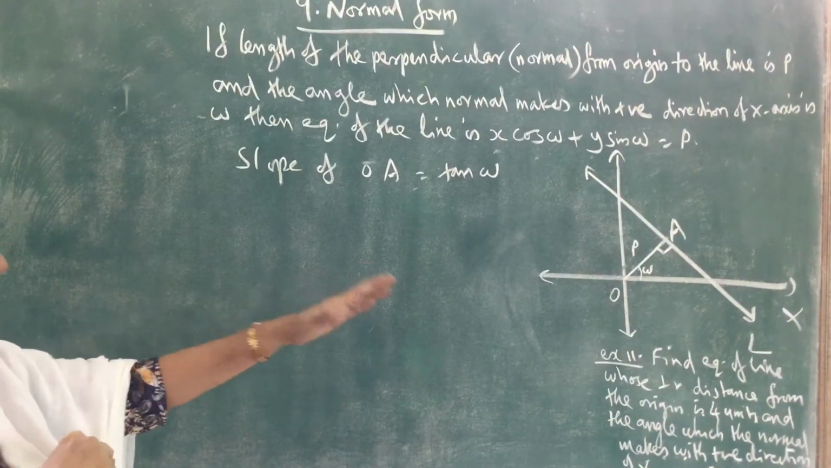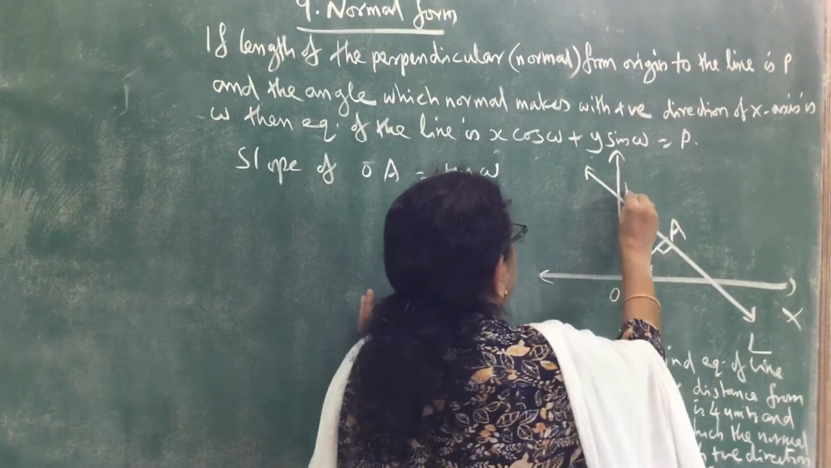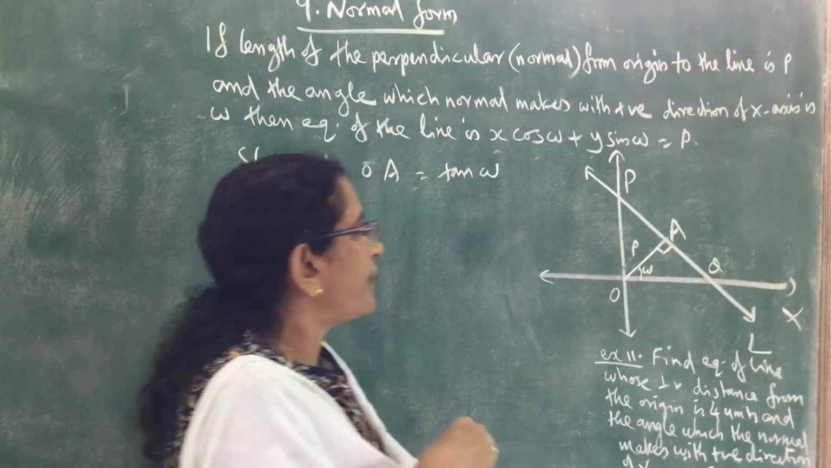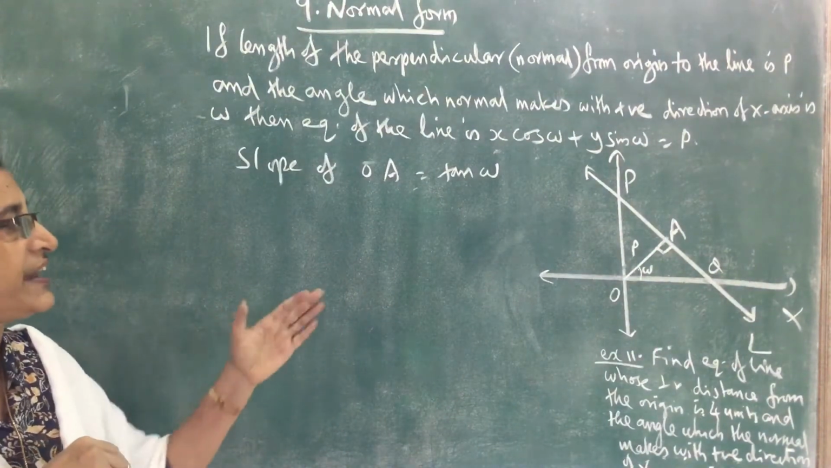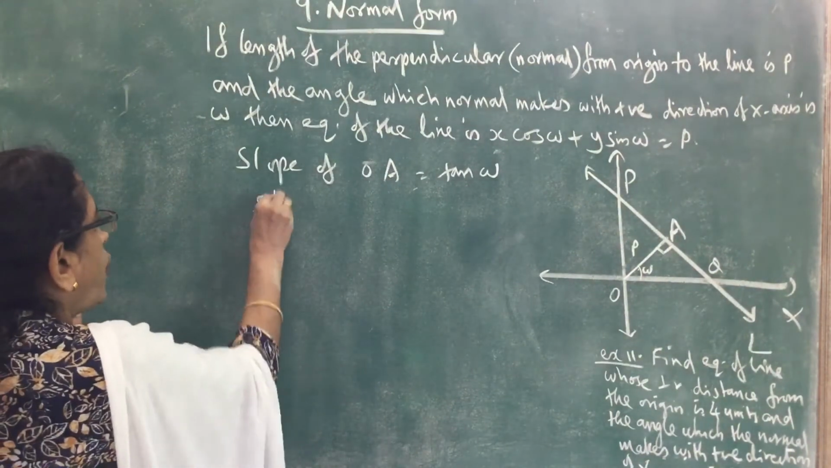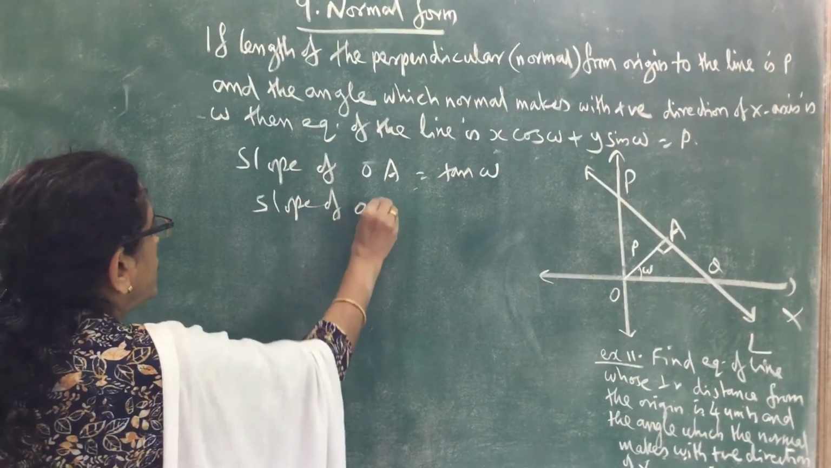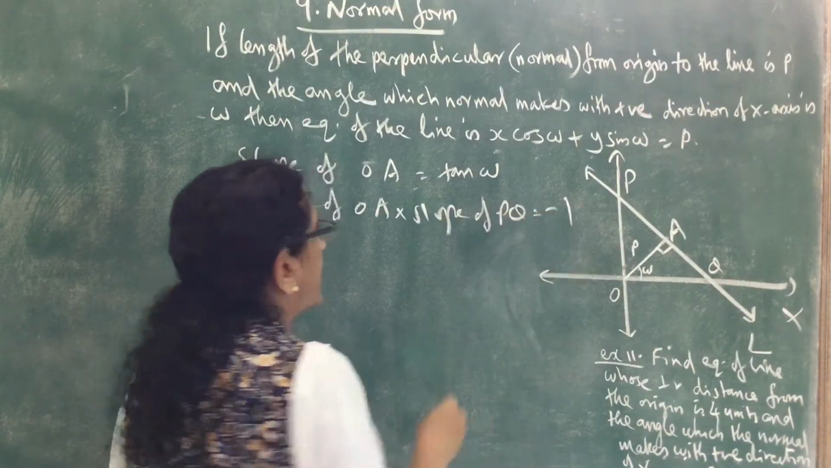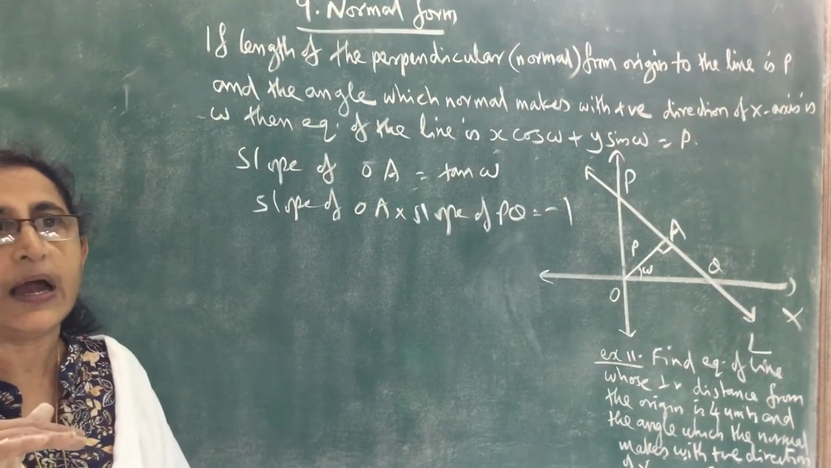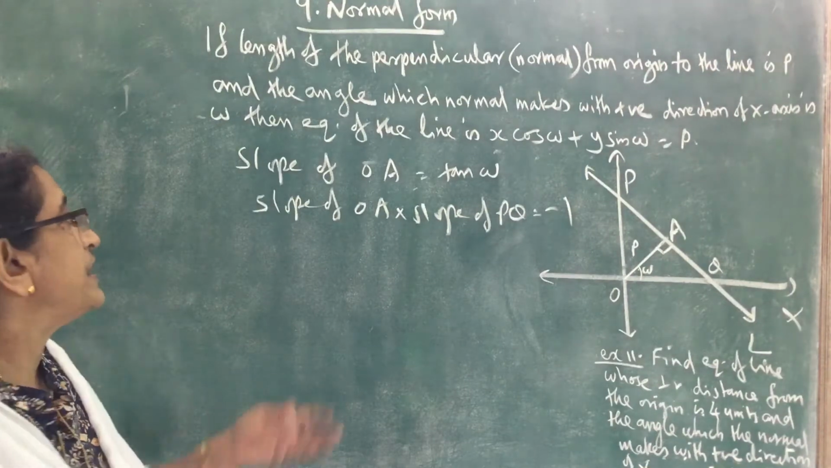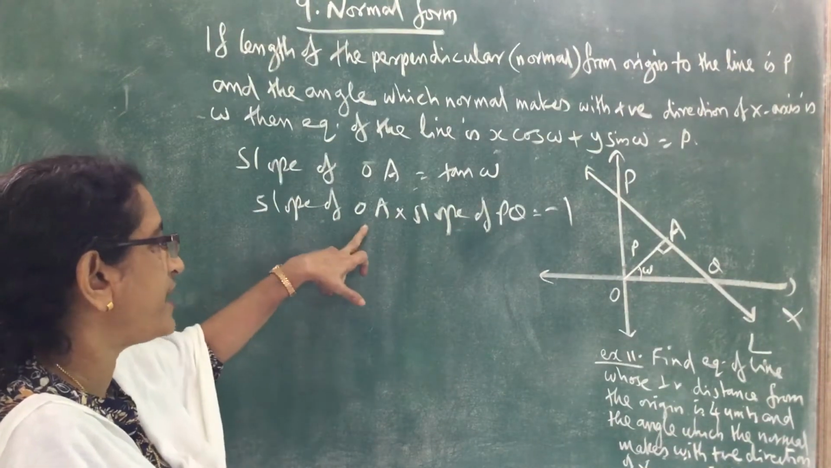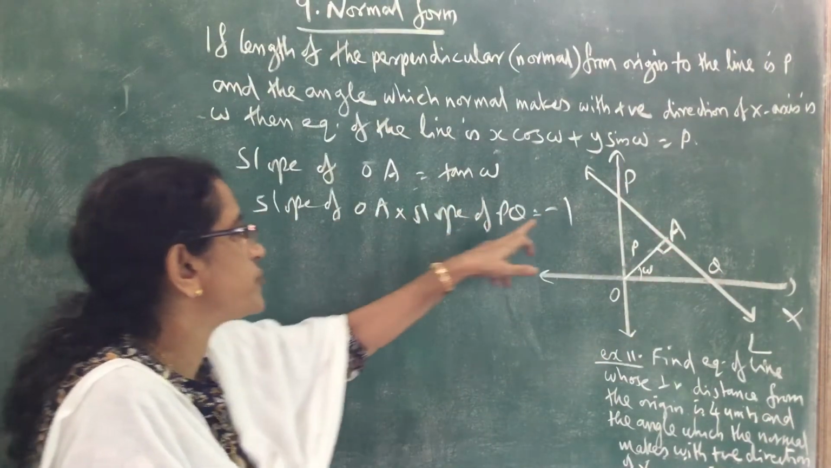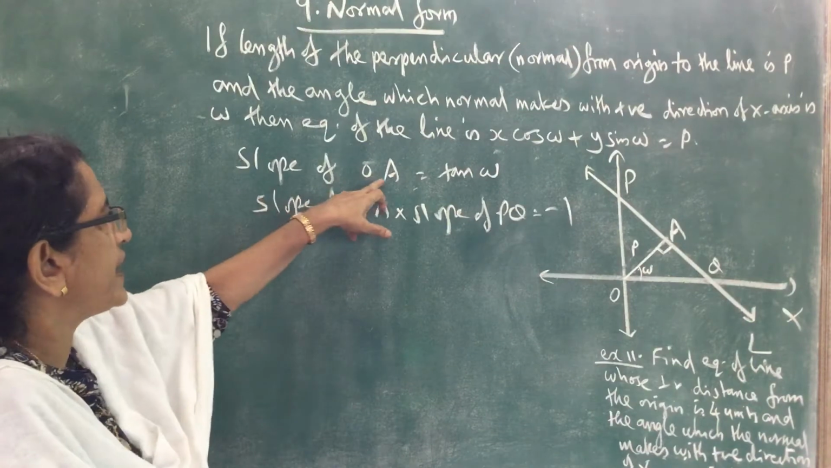And we know OA and this line, we can name the line PQ. This OA is perpendicular to PQ. Therefore, we can write slope of OA into slope of PQ equal to -1. We know if two lines are perpendicular, product of their slopes equal to -1. So OA is perpendicular to PQ. Therefore, product of the slopes equal to -1. And slope of OA, that is tan omega.